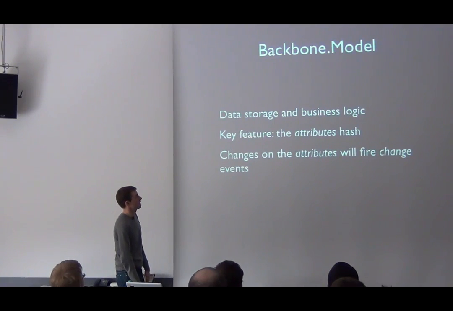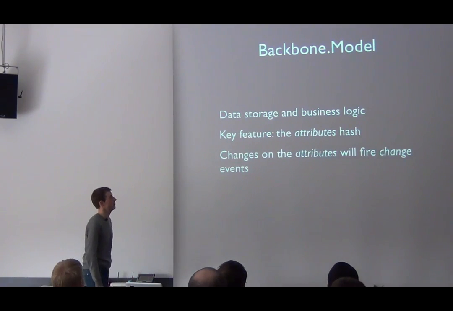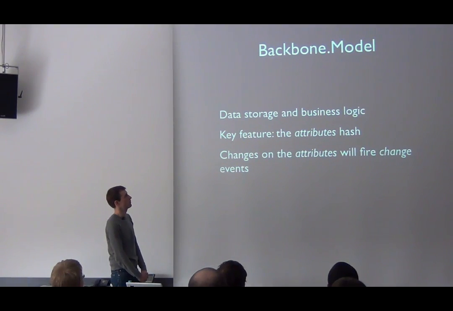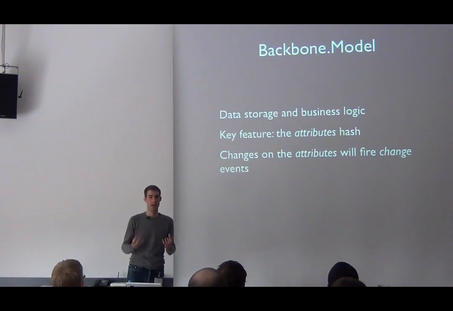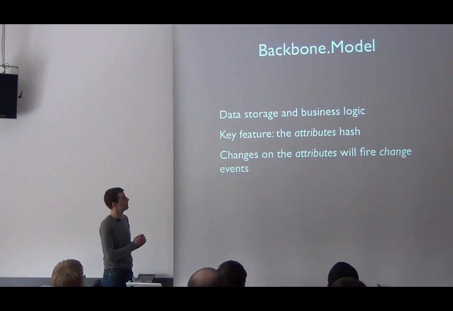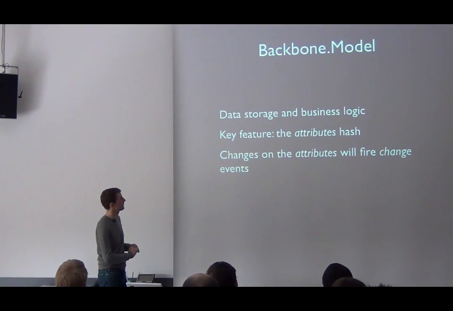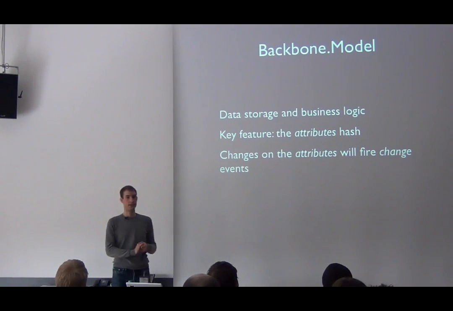The model is like in the MVC pattern. The model is the place where you store your raw data, and of course the business logic, which means if you manipulate the model directly, you can do it in a method of your model. The key feature of the model is the attributes hash, which is the actual object where the data is stored.